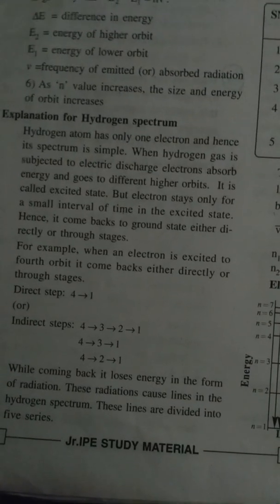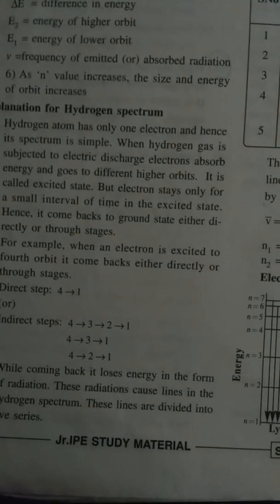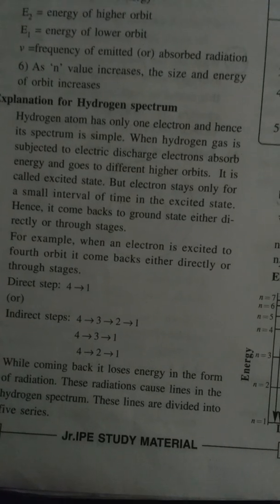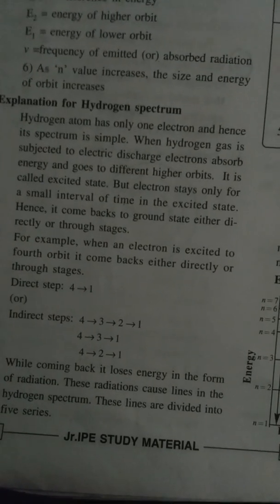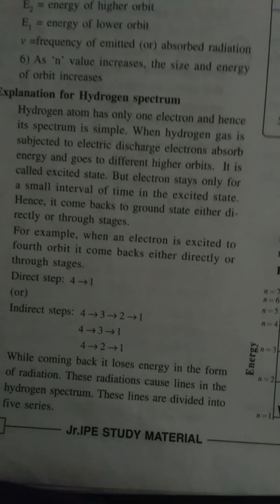Hydrogen atom has only one electron and hence its spectrum is simple. When hydrogen gas is subjected to electric discharge, electrons absorb energy and go to different higher orbits. It is called the excited state.